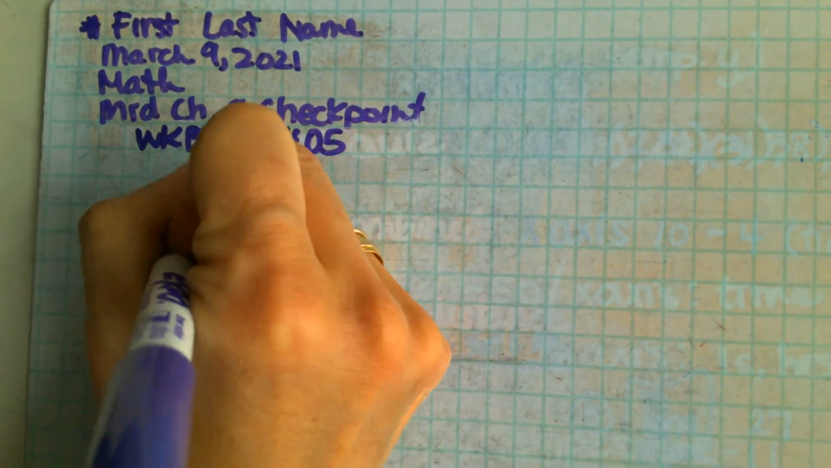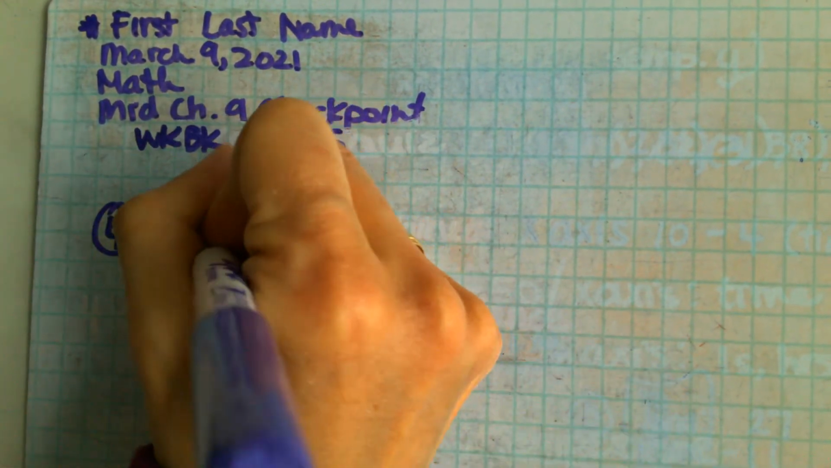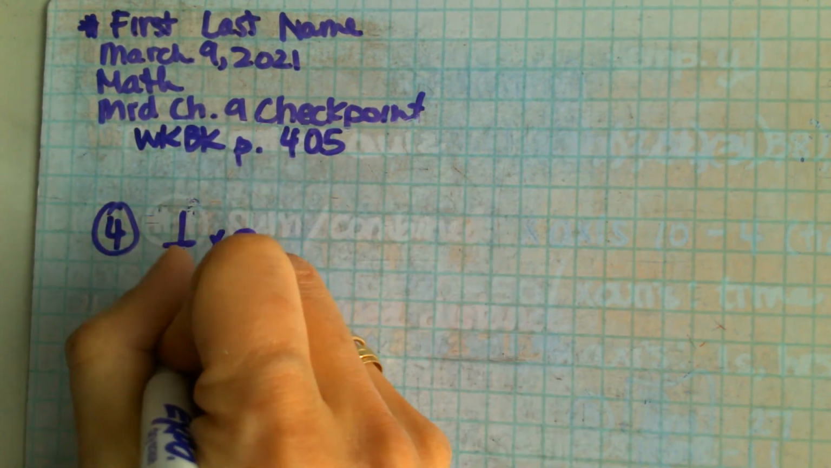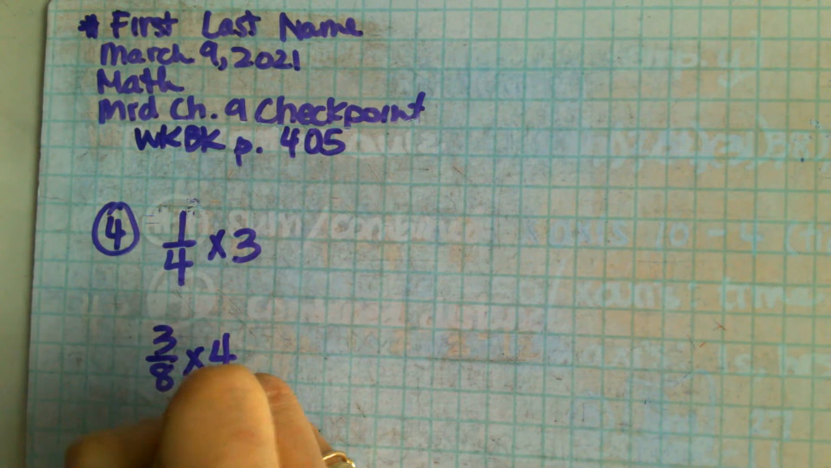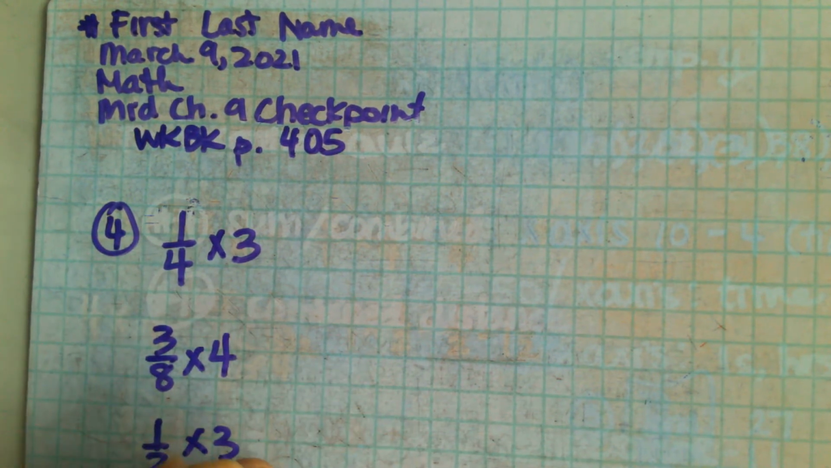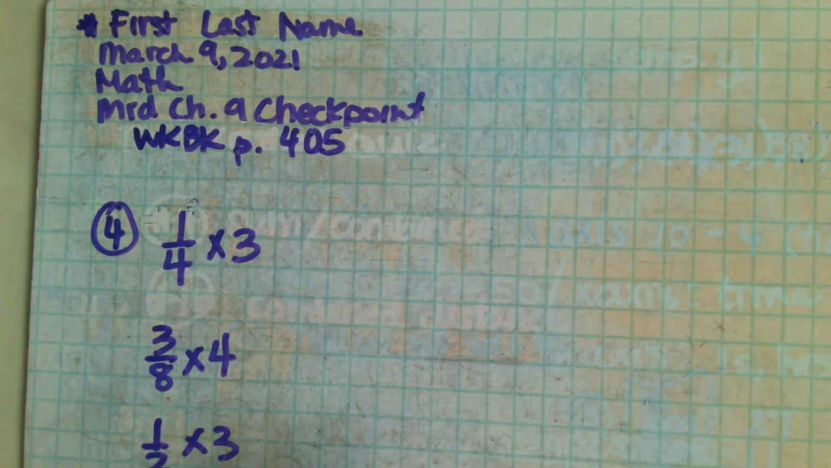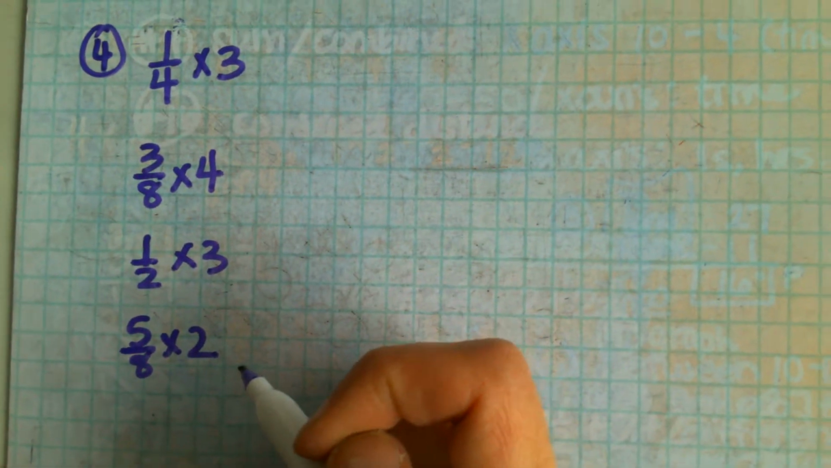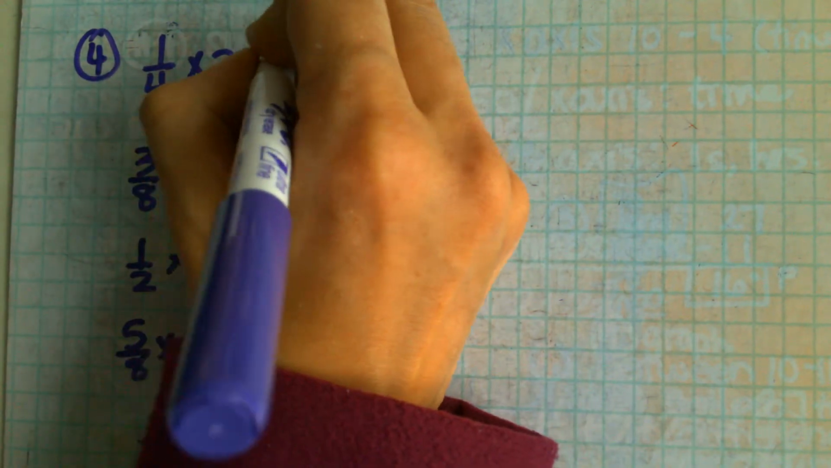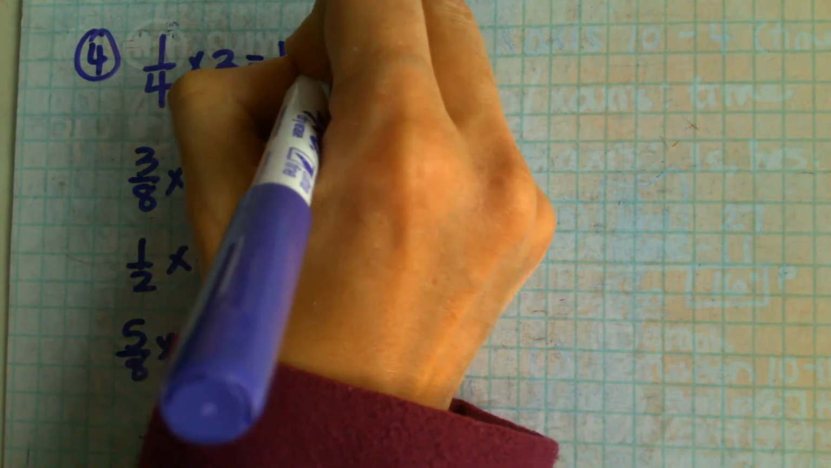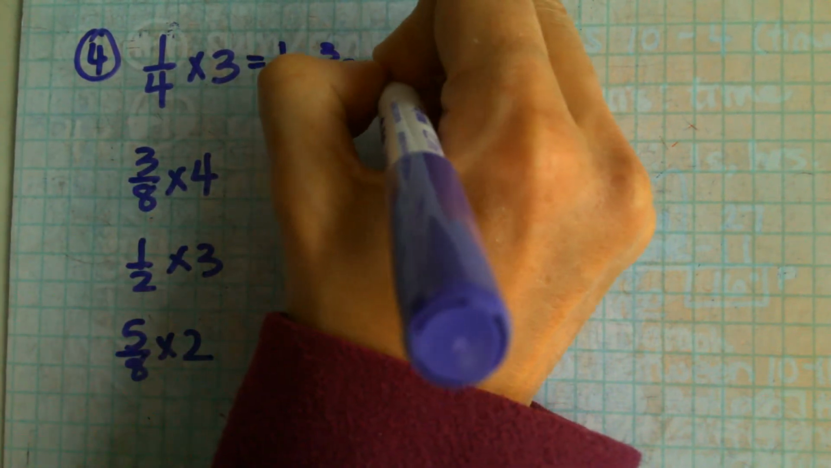All right, so we have 1/4 times 3. We have 3/8 times 4. We have a half times 3. And we have 5/8 times 2. So let's go through and we are going to find the products for all these and then add them up. And that's going to be our combined weight for each one. So 1/4 times 3/1, multiply across, is 3/4.